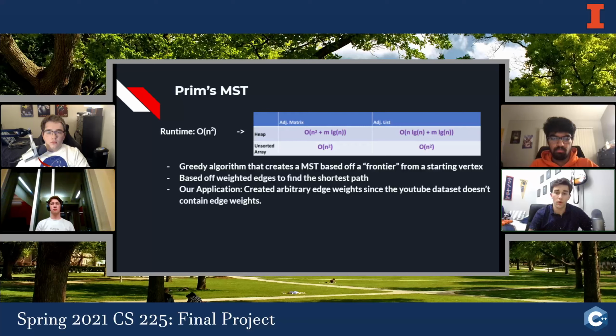Prim's, as a general overview, is a greedy algorithm that creates a minimum spanning tree based off a frontier from a starting vertex. So this is all based off weighted edges to find the shortest path. For our application, one caveat is that we created arbitrary edge weights since the YouTube data intrinsically doesn't contain edge weights.